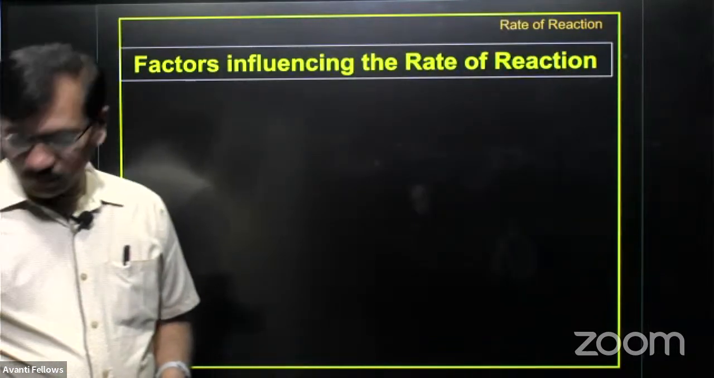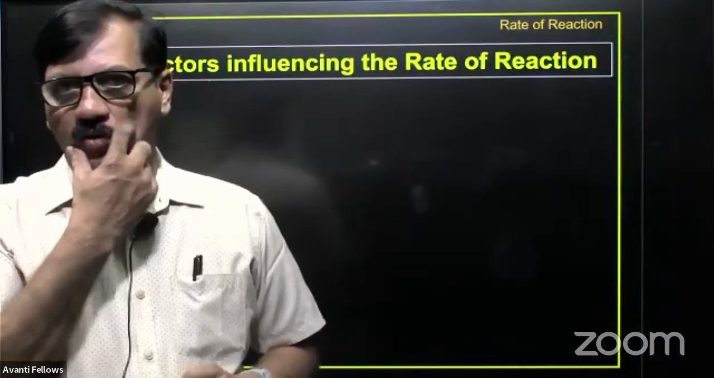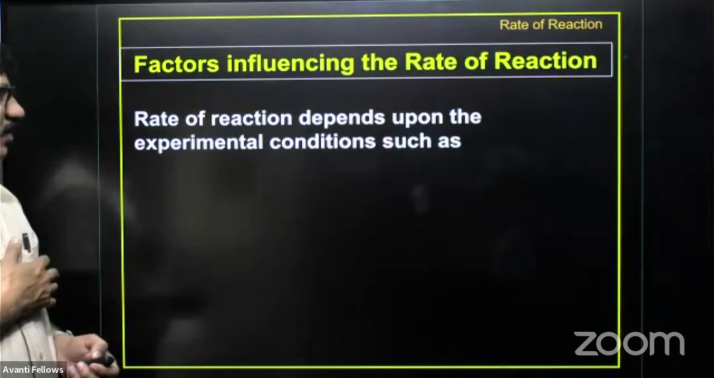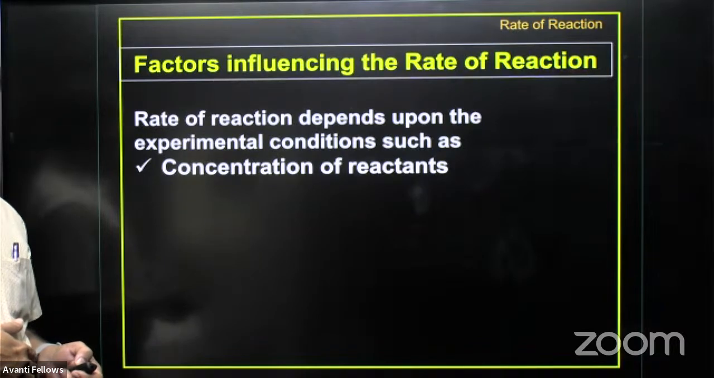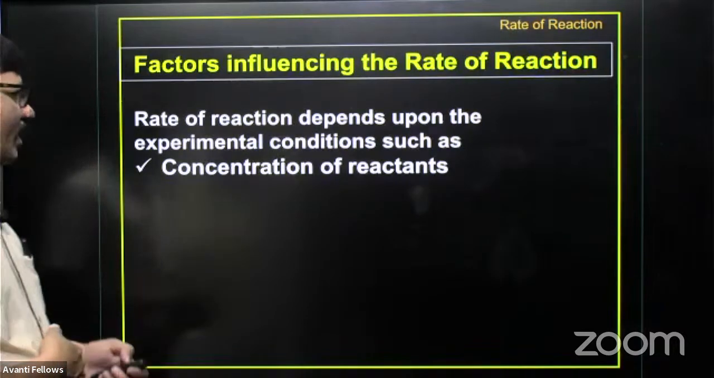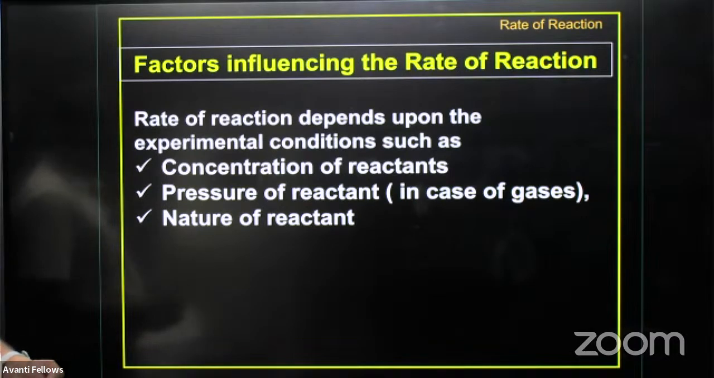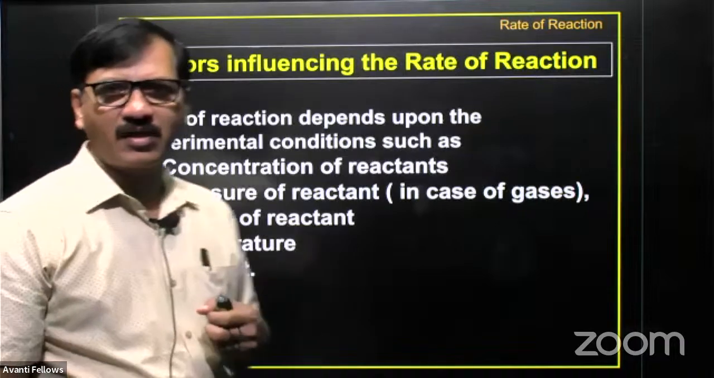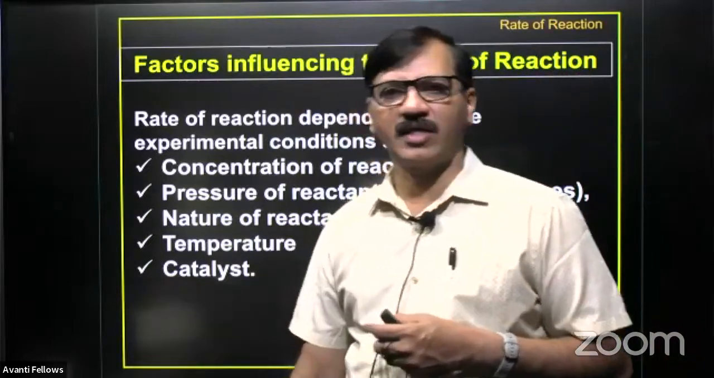Now, what are the factors that affect the rate, the speed of the reaction? You have already thought about it, so let me take it up without spending more time. The rate of the reaction depends upon experimental conditions and also the concentration of the reactant. If the concentration is changed, the rate of reaction changes. Pressure of the reactant in the case of gaseous reactants, right? It depends upon the nature of the reactant, temperature and catalyst. A catalyst increases the rate of the reaction, but it won't affect the equilibrium state of the process.